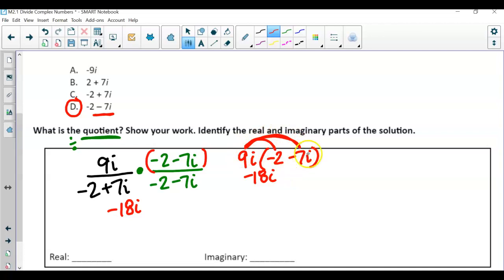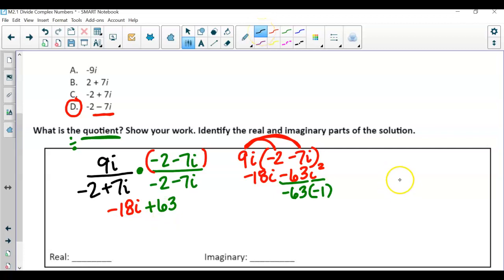So 9i times negative 7i, negative 63i squared. Then again, i squared is negative 1. See how now this is a negative 63. So bring down and multiply by negative 63. Negative times a negative is a positive 63. So that's how you get negative 18i plus 63.